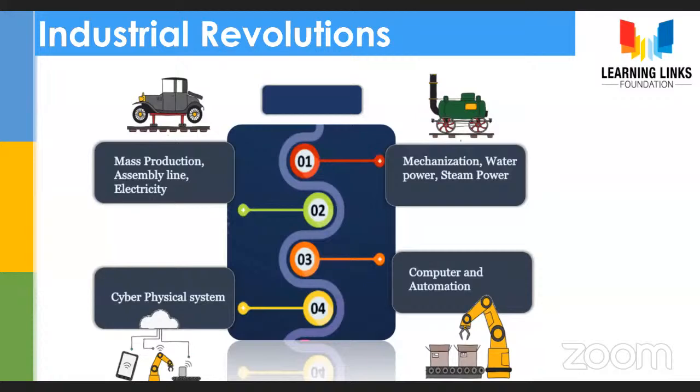Like using our mobile, we can shut down our house fan, lights, anything. We can control it using our mobile or any other device. So this is the industrial revolution step by step.